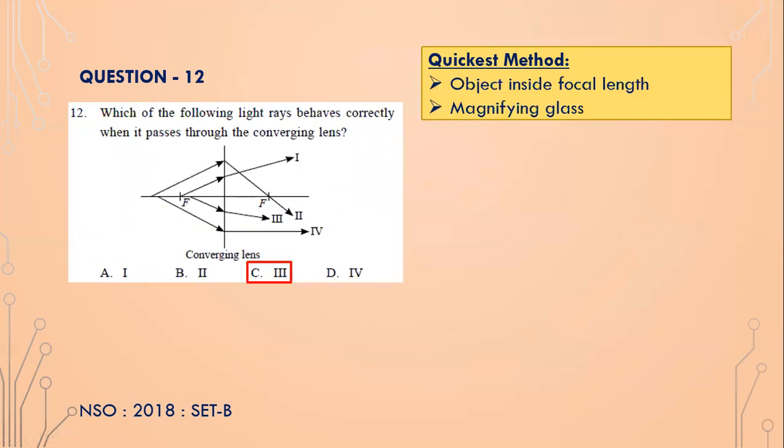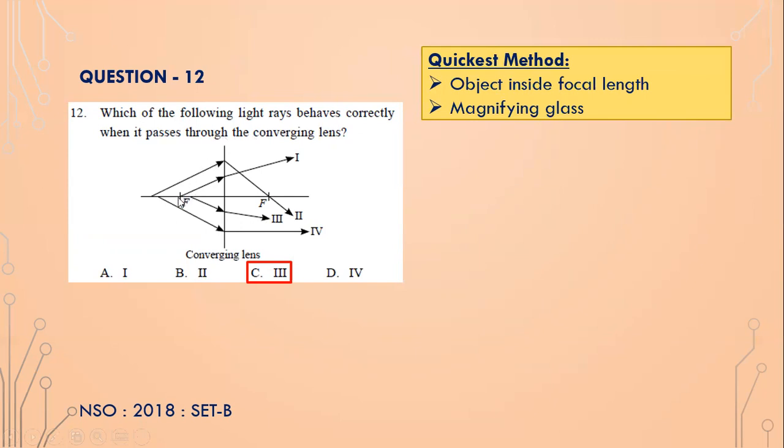Which of the following light rays behaves correctly when it passes through the converging lens? Okay. Again, this is an easy question because if the object is under the focal length, the object will start getting magnified. So again, this is the magnification principle, isn't it?